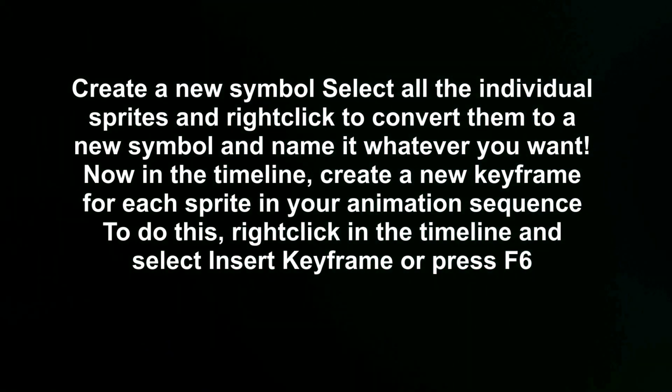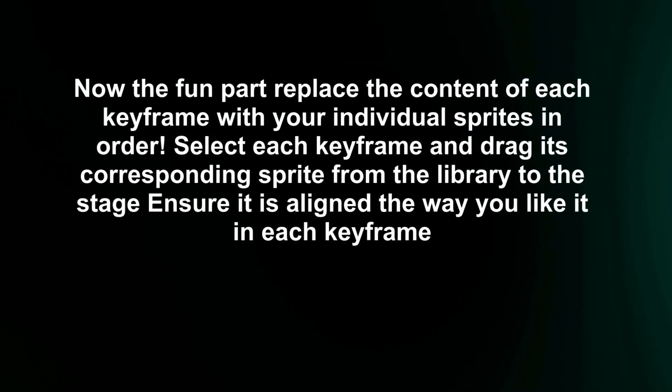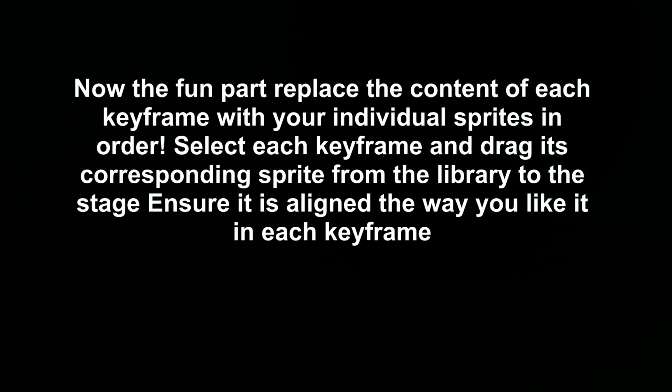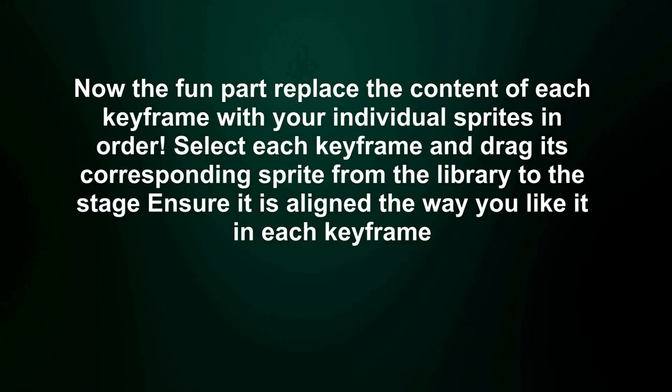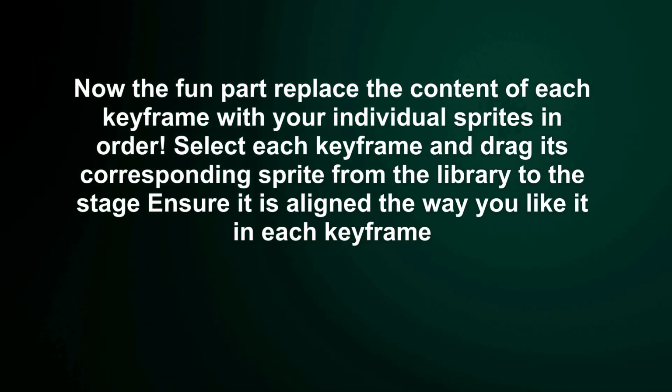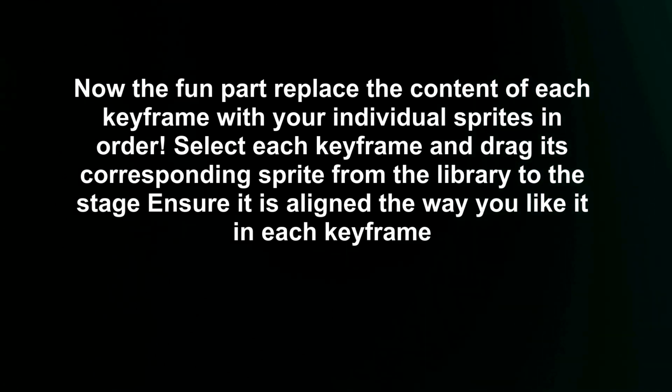To do this, right-click in the timeline and select Insert Keyframe or press F6. Now the fun part: replace the content of each keyframe with your individual sprites in order. Select each keyframe and drag its corresponding sprite from the library to the stage. Ensure it is aligned the way you like it in each keyframe.